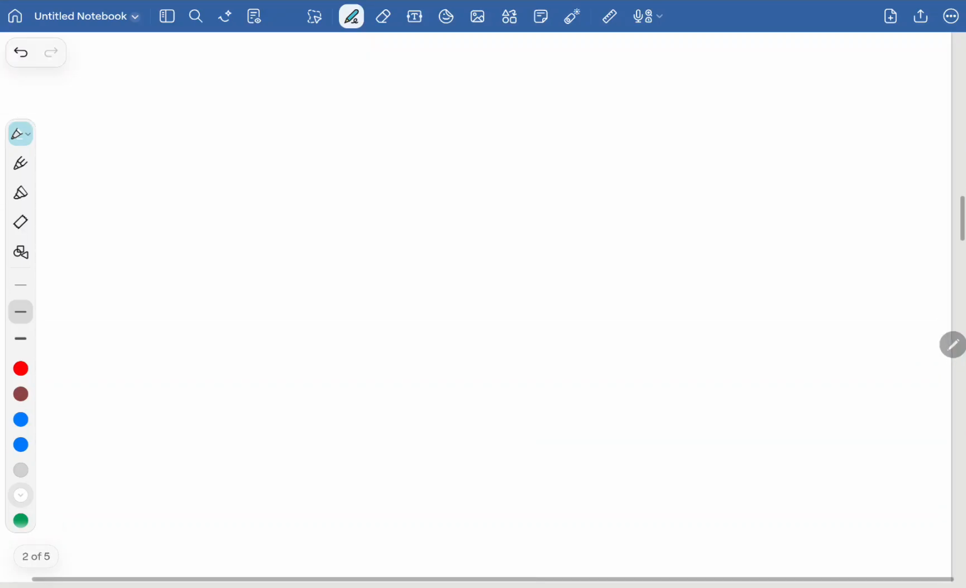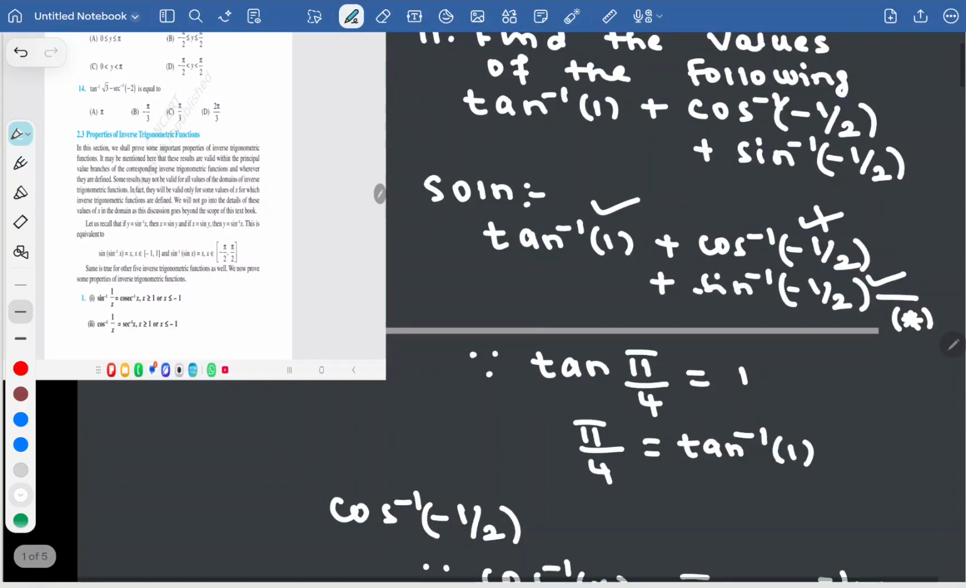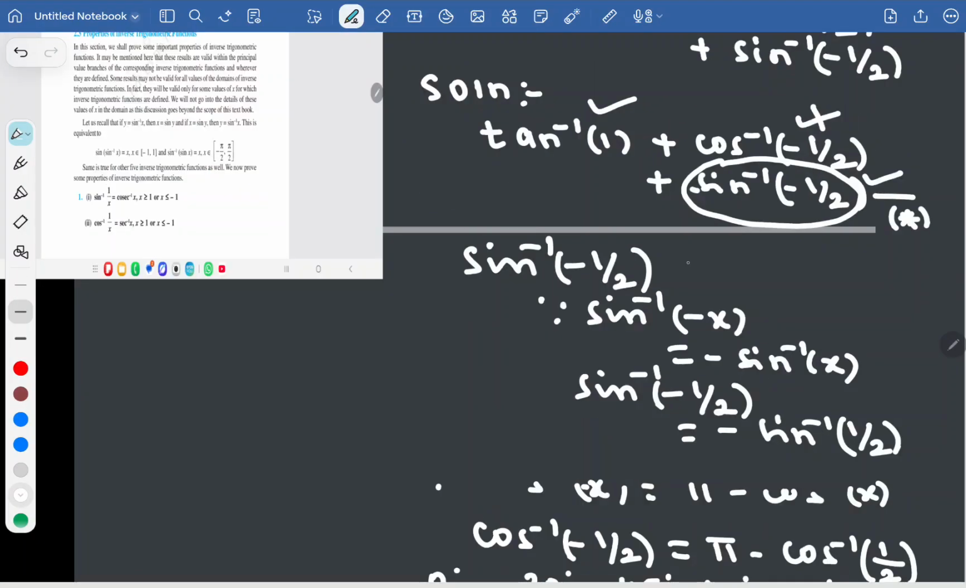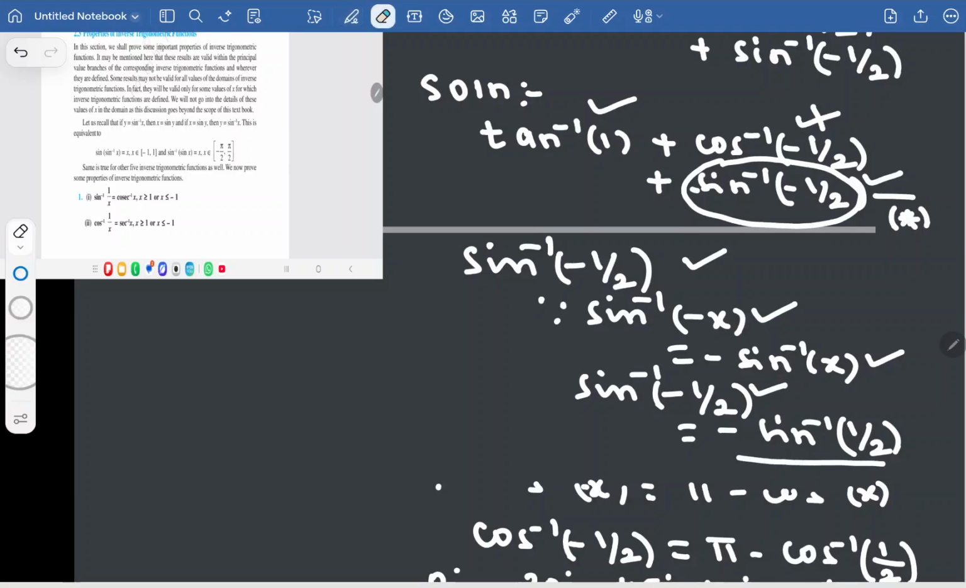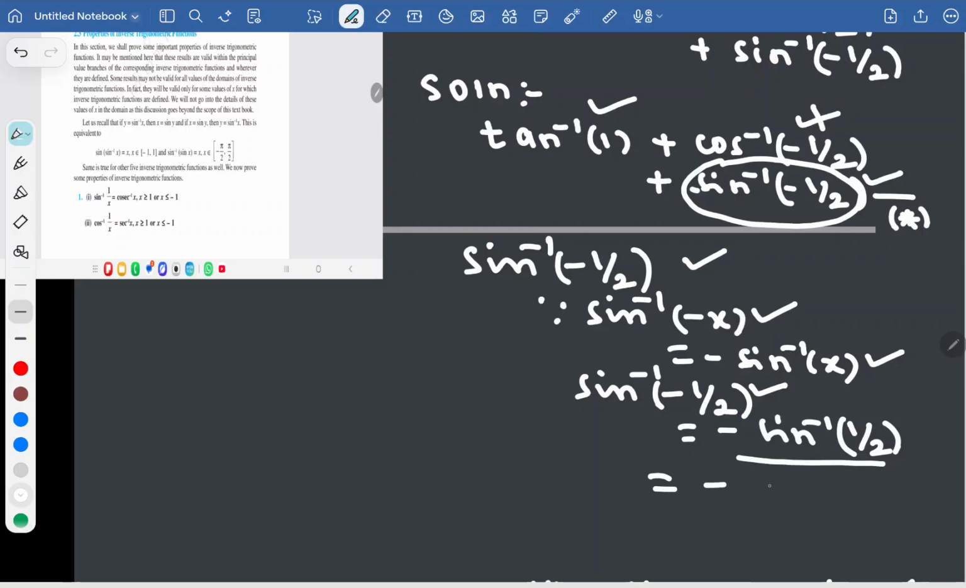Now I am going to find sin inverse of minus 1 by 2. We know very well sin inverse of minus x is minus sin inverse of x. Here sin inverse of minus 1 by 2 means minus sin inverse of 1 by 2. Which value for sin degree? The value is 1 by 2, that is 30 degree. 30 degree means minus pi by 6.